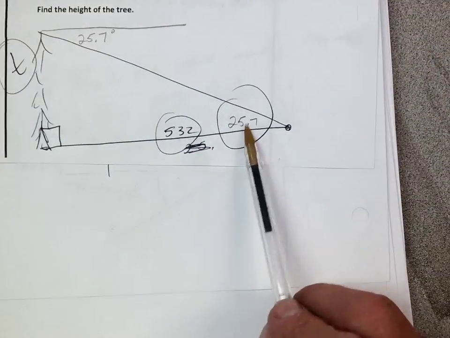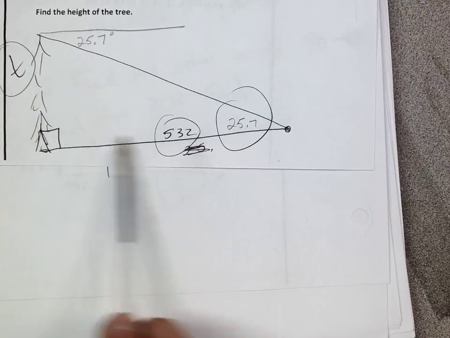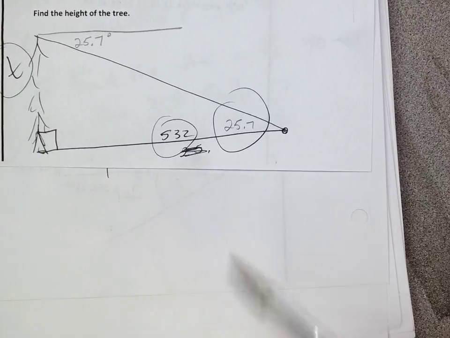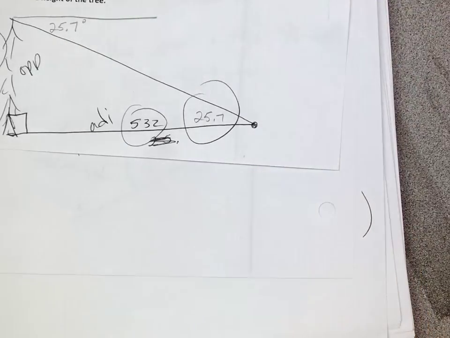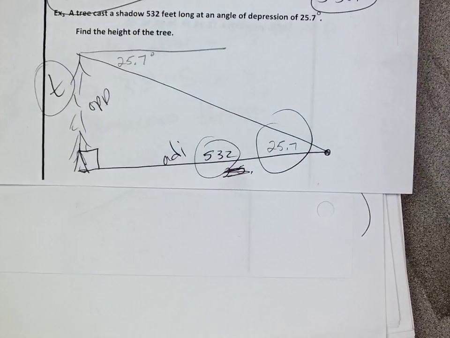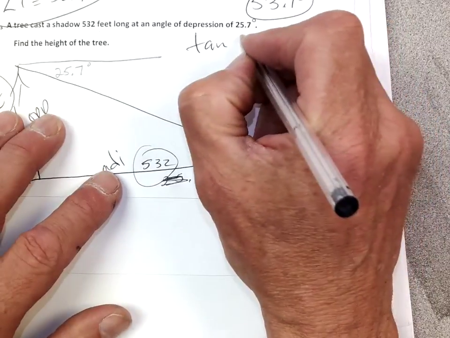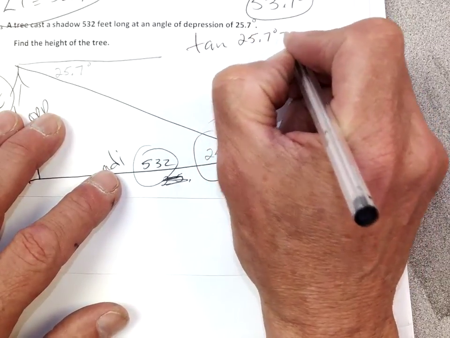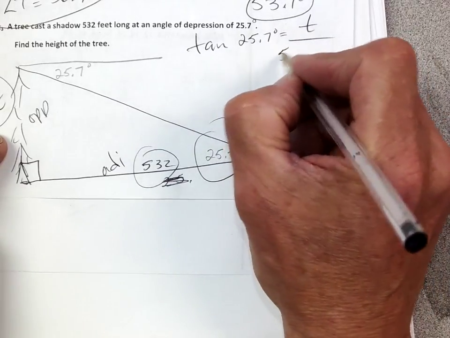Okay. So from the angle, what's the name of each side? They have names, right? Adjacent and opposite. Very good. Which one is it? Tangent. It is tangent. So we'll go tangent of 25.7 degrees equals the opposite, which is t, over the adjacent, which is 532. Okay?